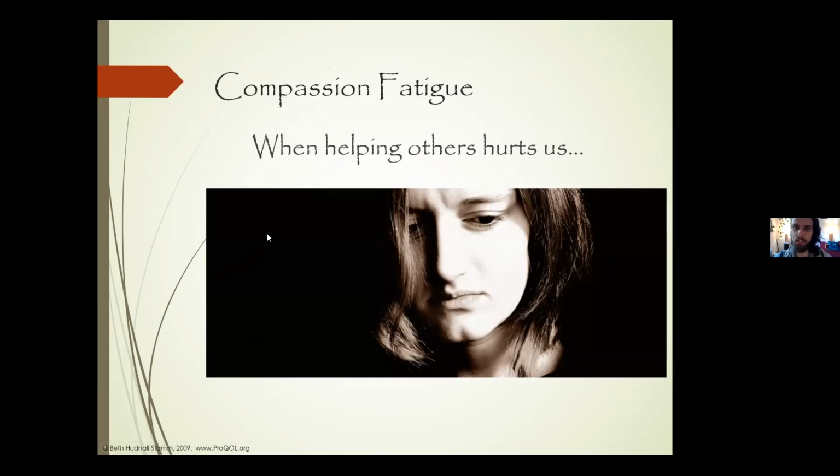All right, so compassion fatigue. This is when helping others hurts us. This is where we get into some of the downfalls of this altruism that we want to look out for, so that we can continue to feel good about what we're doing and really streamline ourselves into being excited about helping in the community, and actually benefiting from it.